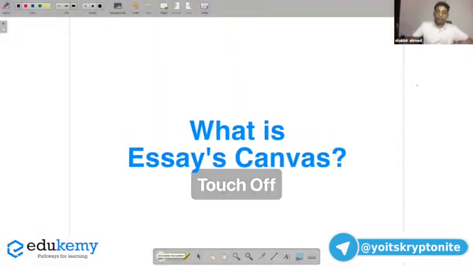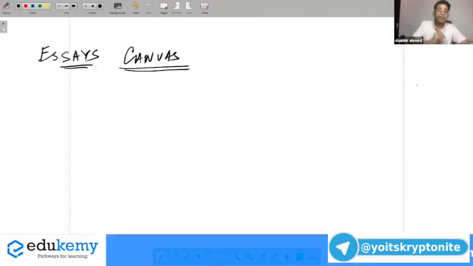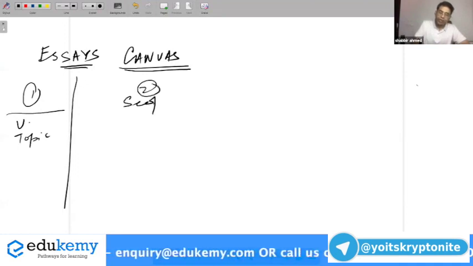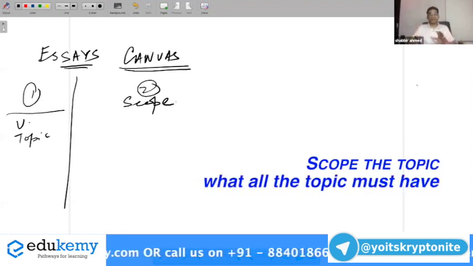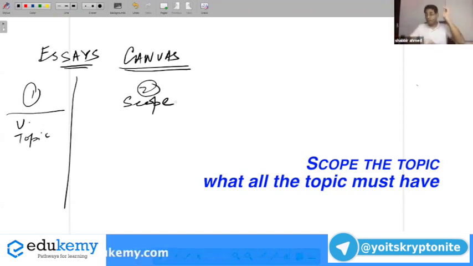Okay. I hope you all now know what is the essay canvas. Okay, let's start off now. Essay canvas क्या है? Okay, there is a step one where you understand the topic, and there is a step two where you scope the topic. Scope the topic का मतलब होता है to decide what all your topic must have. Okay, in terms of elaborations, what areas you can touch, what areas you should avoid, what areas should you elaborate and detail, analyze, that is scoping.